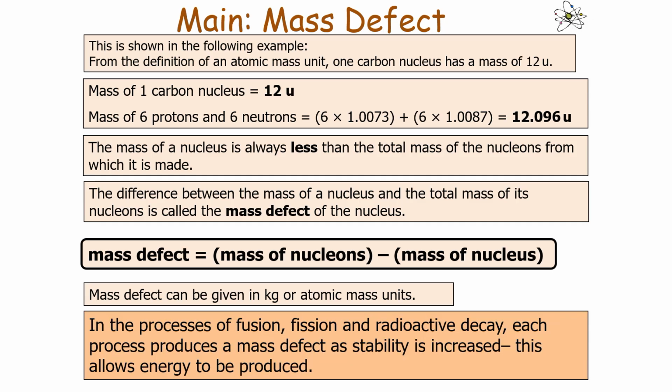Now in the process of nuclear fusion, nuclear fission and radioactive decay, each process produces a mass defect as the stability is increased. That's why we carry out those processes, to increase the stability of the nucleus. This allows energy to be produced.